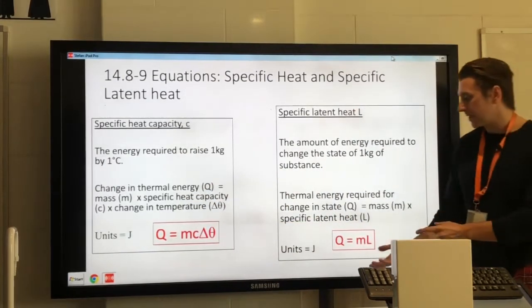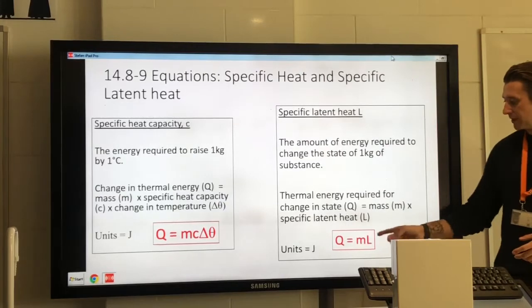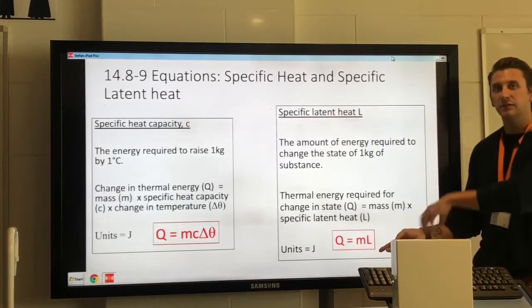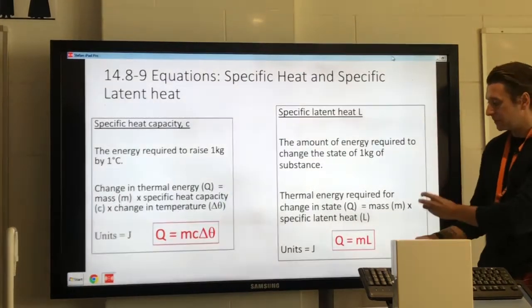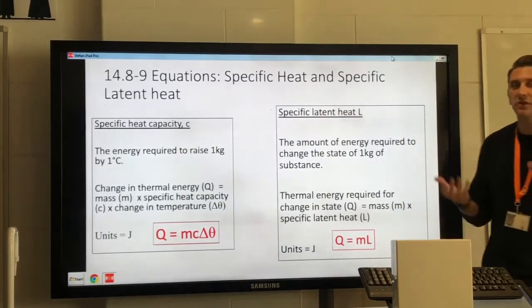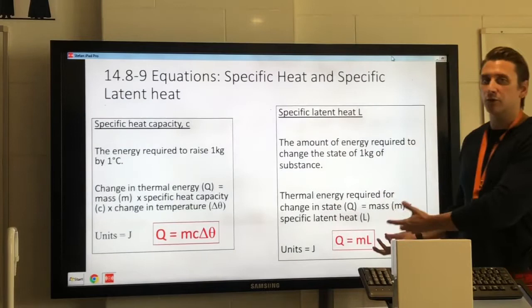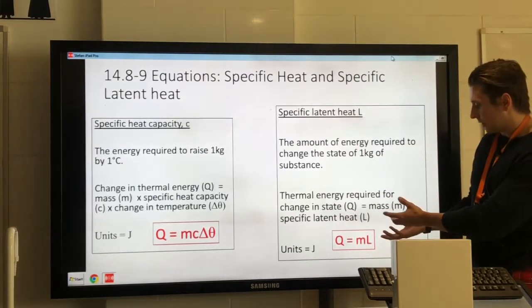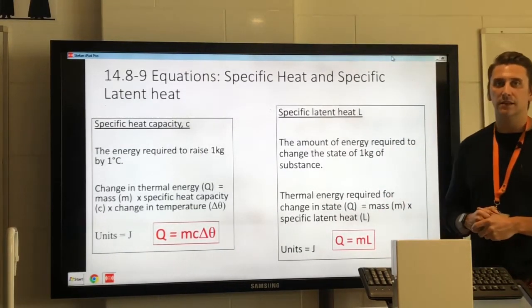And then this one, same again, it's very simple. Q equals ml. If they ask me for m, I divide by the L, so Q divided by L. And if they ask me for L, I divide by the m, so Q divided by m. So again, it's really straightforward. It's just divide by what you don't want, or the one that you're trying to get rid of, on the same side of the equation.